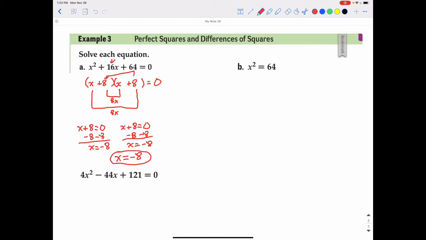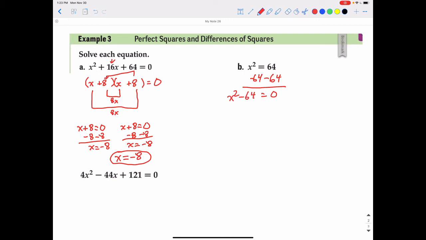Part B says x squared equals 64. Well, if we're solving this by factoring, this one is not ready to be factored because it is not set equal to 0. So if it's not set equal to 0, we make it. So I'm going to subtract 64 from both sides so I can get 0 on the right side of the equation, and the left side of the equation would be just x squared minus 64.